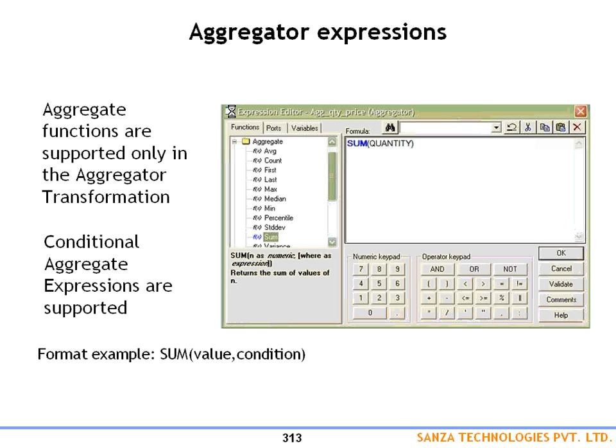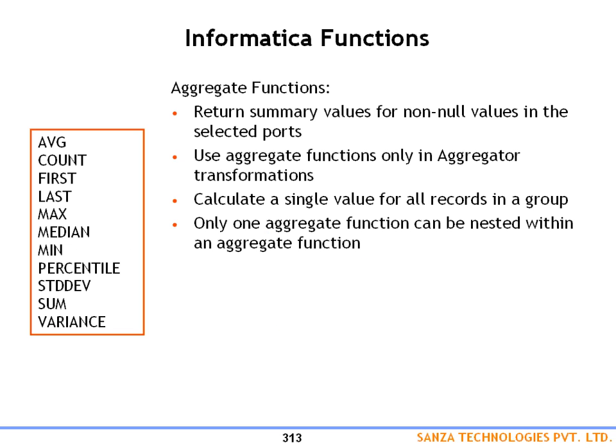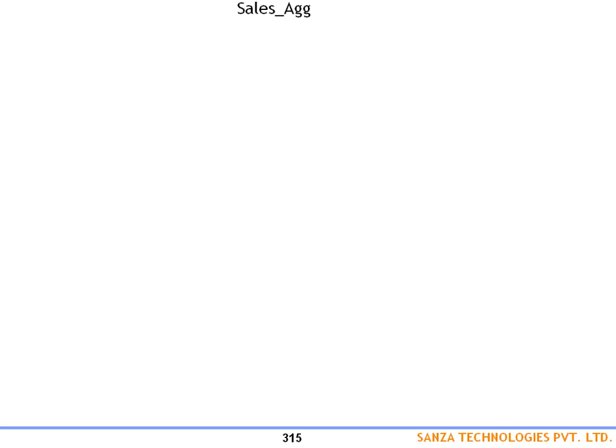For that you have an expression editor, in which you will write the formulas. It will support average, count, first, last, max, median, min, percentile, standard deviation, sum, and variance aggregate functions. So the aggregator transformation is used to aggregate the data. For that purpose, Informatica provides you with the aggregator transformation.